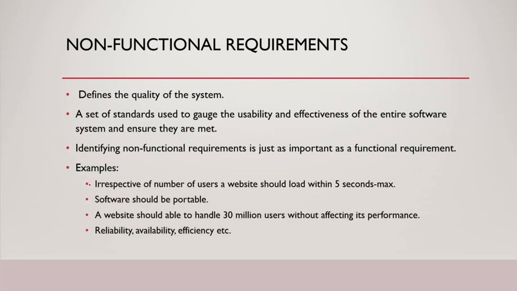For example, irrespective of the number of users, a website should load within 5 seconds. If it goes beyond 5 seconds, we'll say that it's too slow. Then certain applications should be portable. That means that the software should run on different kinds of operating systems, say Linux or Windows or any other OS. A website should be able to handle 30 million users without affecting its performance.